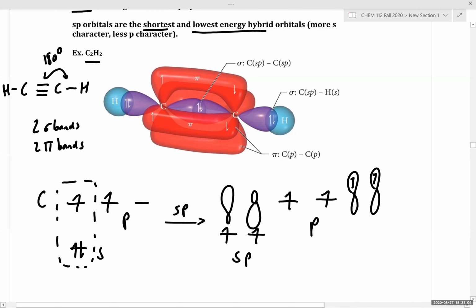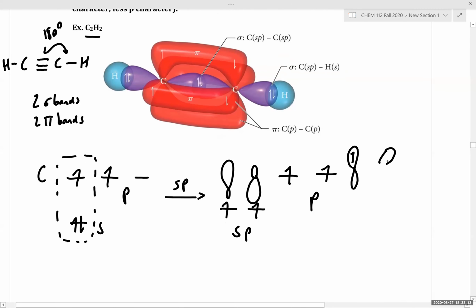Okay, perfect. So let me draw the p orbitals with the correct geometry, because we're starting to get towards something really important here. These 2 p orbitals have different 3-dimensional orientation, and as a result, our pi bonds will be arranged differently in 3D space.